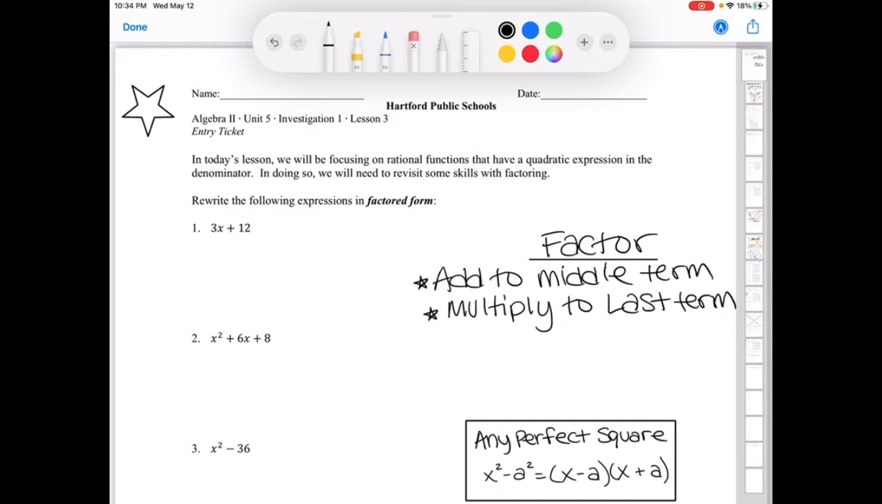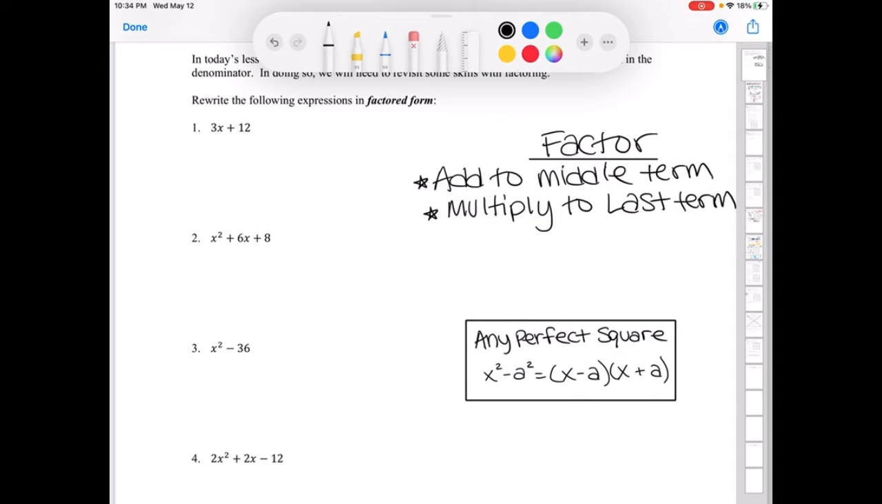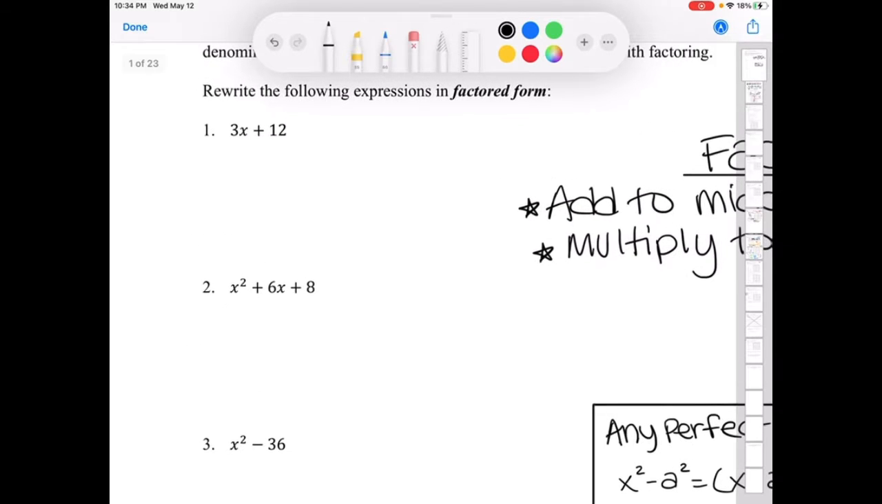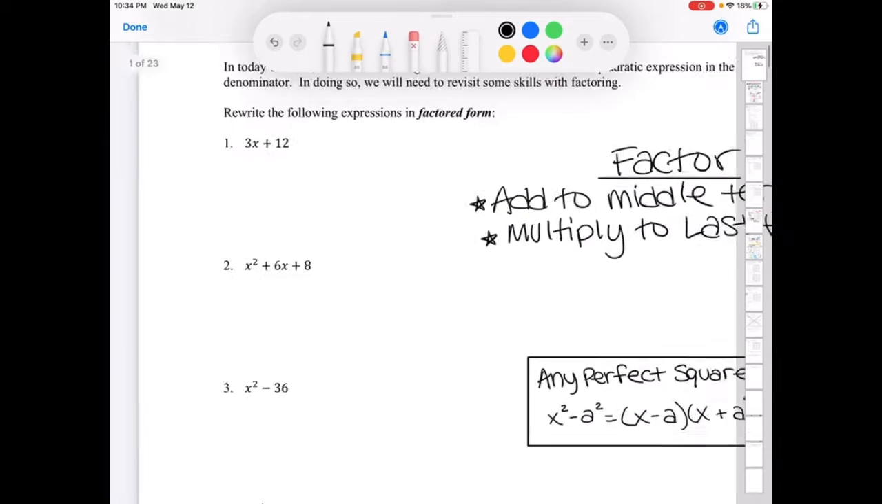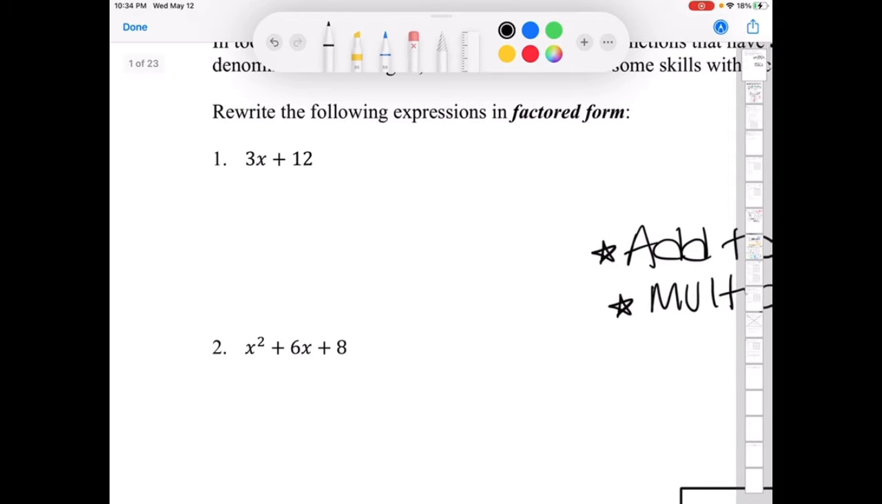This is Unit 5, Investigation 1, Lessons 3 and 4. So we're going to be starting off with an entry ticket. That's going to be a little bit of review on factoring. We want to write all of these expressions in factored form. So remember, you have to multiply to the last term and add to the middle. And you always want to be on the lookout for any type of pattern you might see.